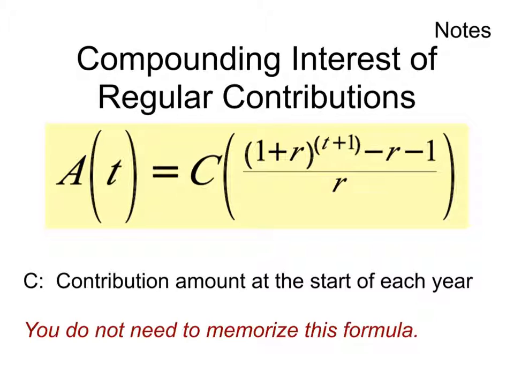Now, I've only defined one variable down here. I've told you what c represents. It represents the contribution amount at the start of every year. I haven't told you what a, t, or r are because they're the same things that they've always been. A is your final amount. T is the number of years. R is your rate as a decimal. Okay? And again, you don't need to memorize this formula. Just put it in your notes, and we're going to see how we can apply it.